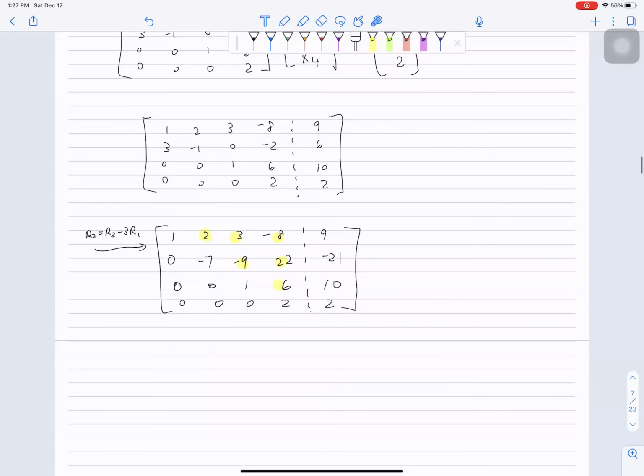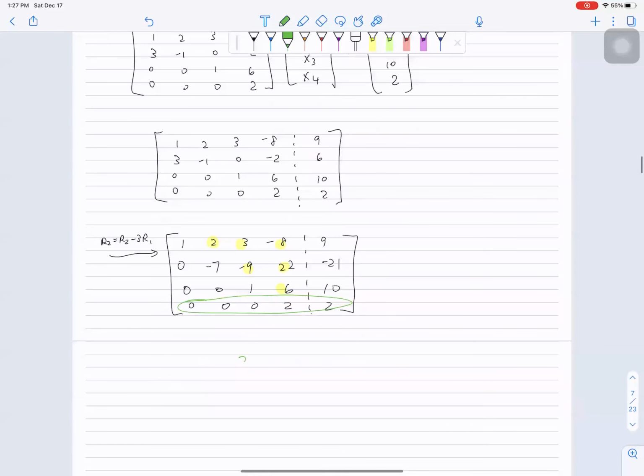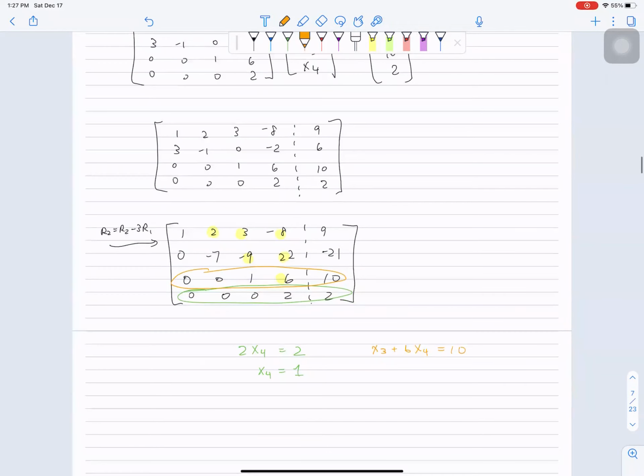So the last row, I always start with my last variable, which represents what's in my last row. So my last row tells me 2x4 equals 2. So imagine this is like the x1 column, x2 column, x3 column, x4 column. So 2x4 equals 2, which means x4 equals 1. Then I look at my third column. That tells me that x3 plus 6x4 equals 10. I just found what x4 is. It's 1, so 6 plus x3 equals 10. So that means x3 is 4.